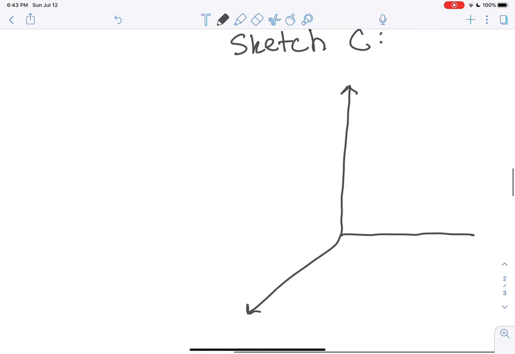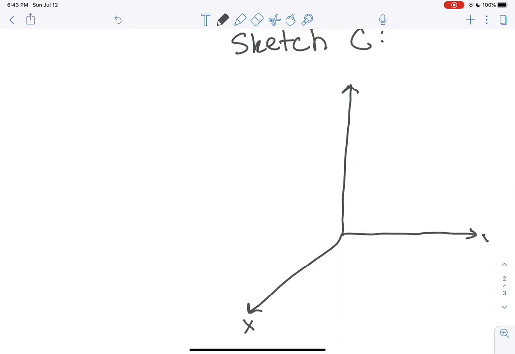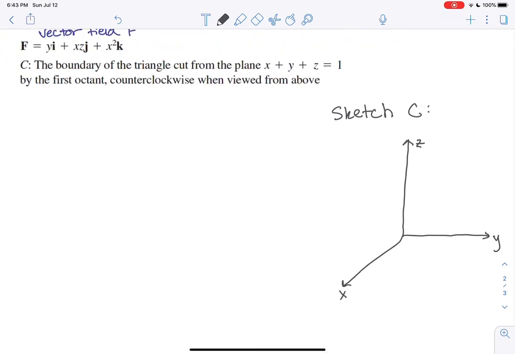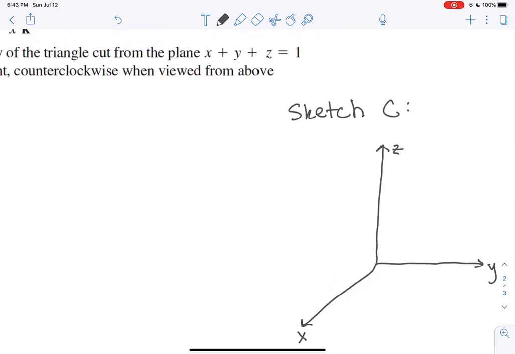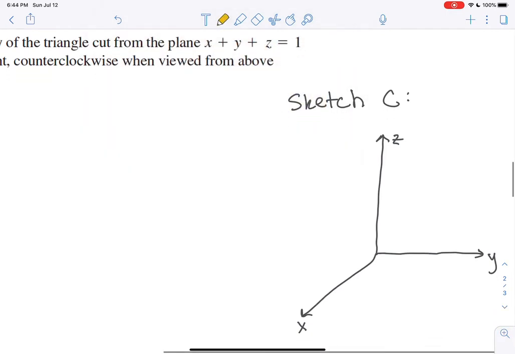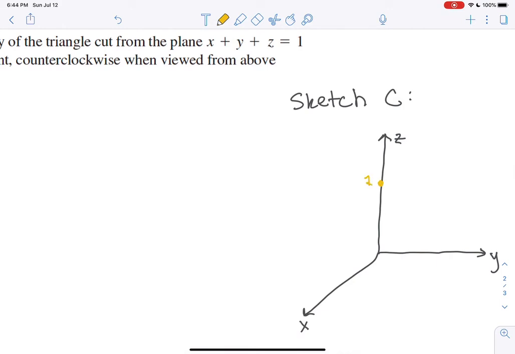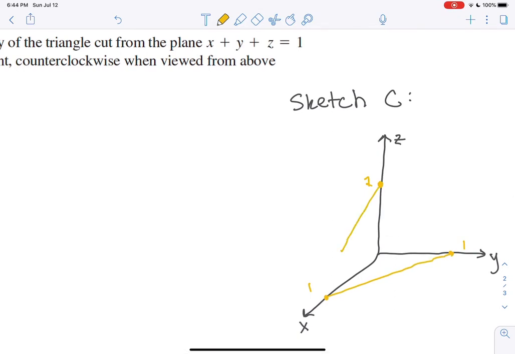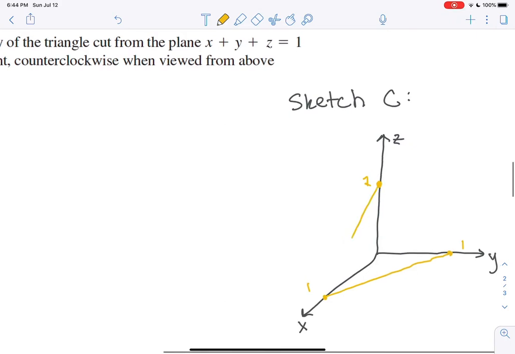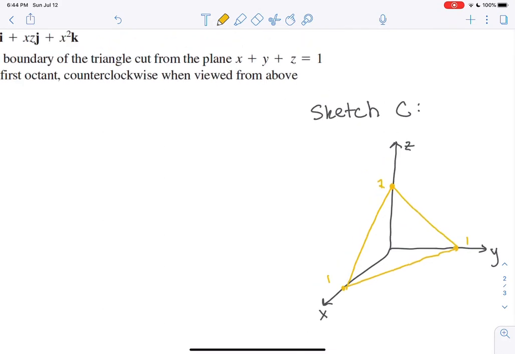Let me get some axes like this. We know the plane x plus y plus z equals 1 is just going to be that plane situated at a 45-degree angle. When x is 0, you have the line y plus z equals 1, which gives you intersections at 1 on all the axes. So you get this plane right here. And so this is our curve C.